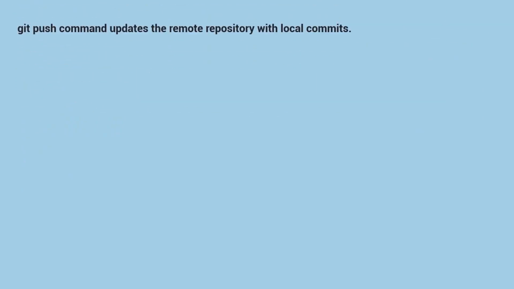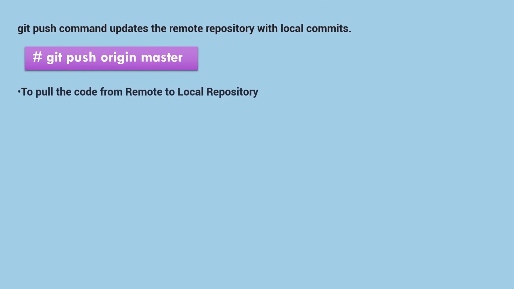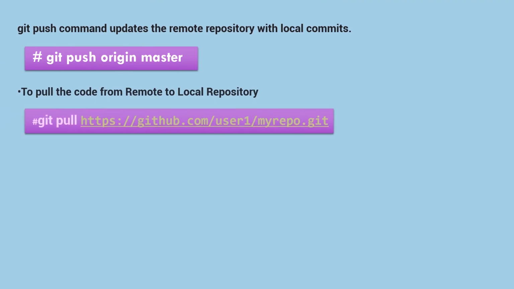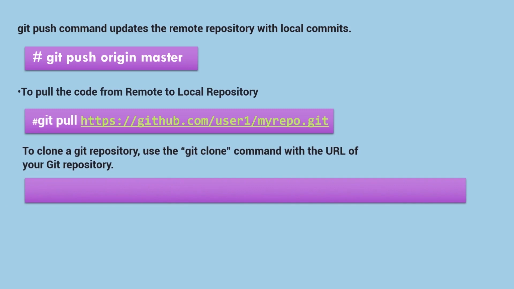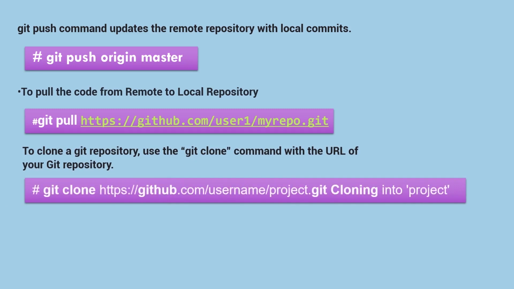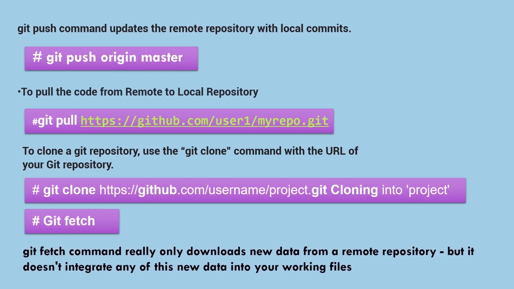Another command would be the git push command, which updates the remote repository with local commits. You would use git push origin master. To pull the code from remote to local repository, you would use git pull. To clone a Git repository, use the git clone command with the URL of your Git repository. You would do git clone https://github.com/username/project.git, cloning into project.